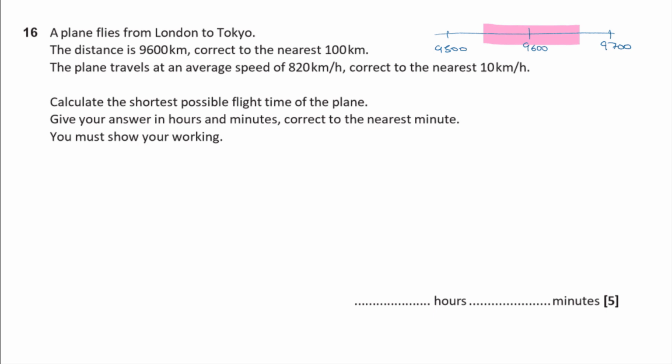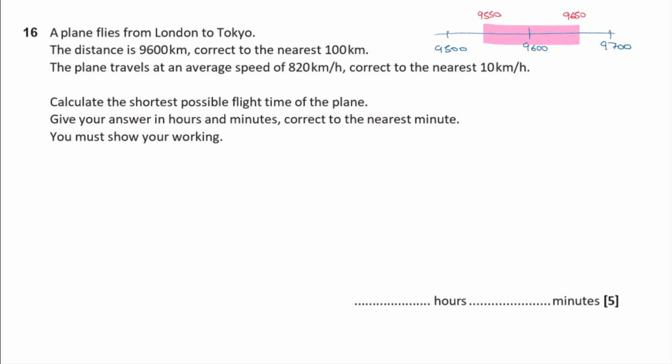So where does it change from rounding up to rounding down? Well, halfway between 9,500 and 9,600 is 9,550. So bigger than that's going to round up, smaller than that's going to round down. And at the other end, you've got 9,650. So bigger than that, you're going to round up, smaller than that, you're going to round down. Okay, so they're my two limits for the distance.